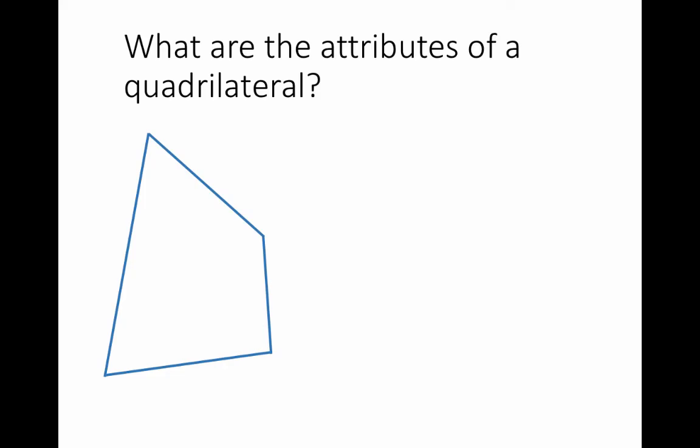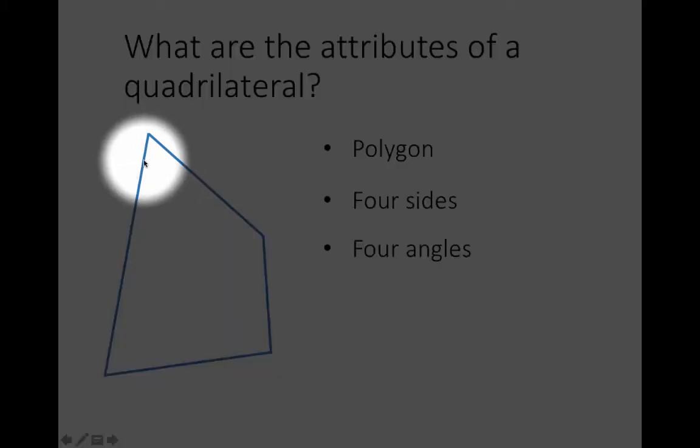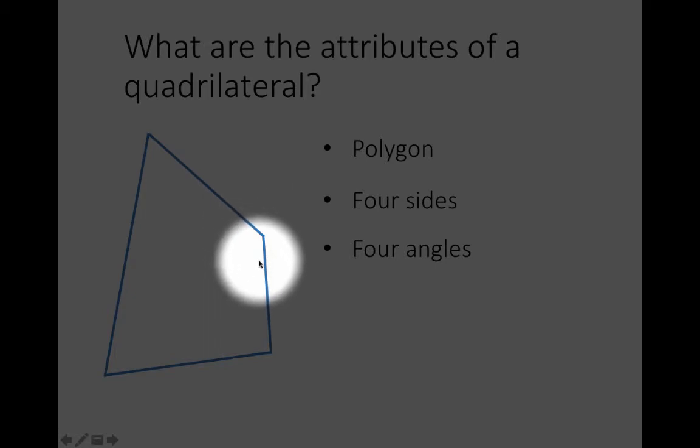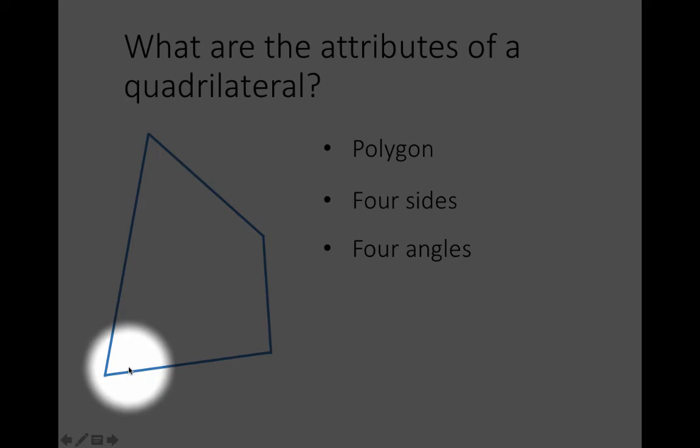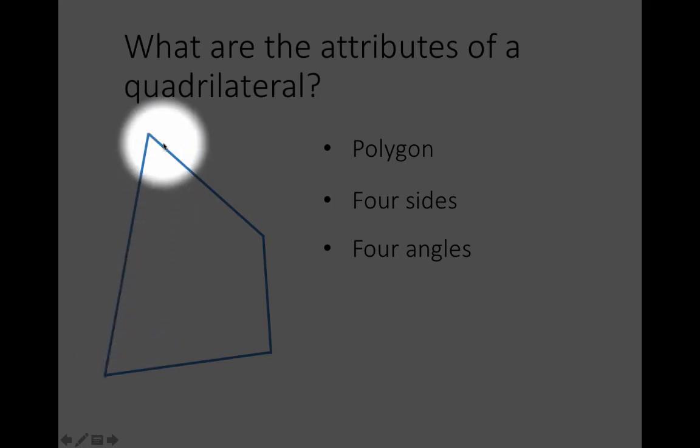So what's the first attribute of a quadrilateral? It's a polygon, a closed geometric figure with more than two angles. Actually, we've already seen that a quadrilateral has four sides, and we know that if it has four sides, it must also have four angles. The interior angles of a polygon are the angles inside the polygon. Corresponding to each of these interior angles is an exterior angle, the angle outside the polygon.